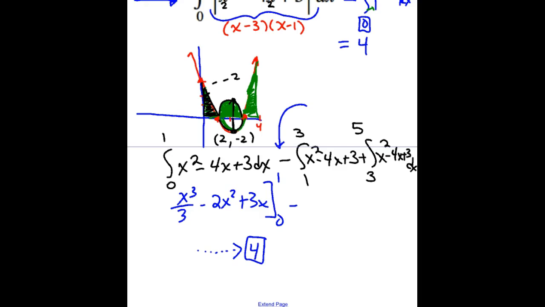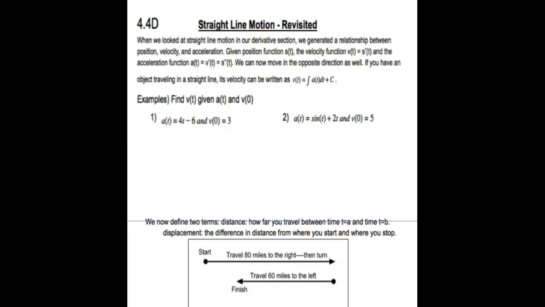And the reason we're doing that is because when we start working with our straight line motion again, and again by straight line motion, I mean something's going to be moving either left and right or just up and down.